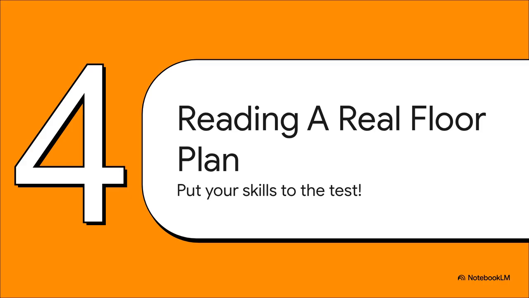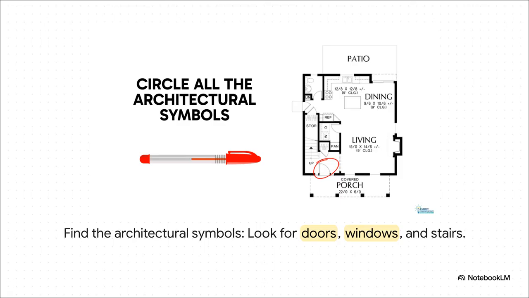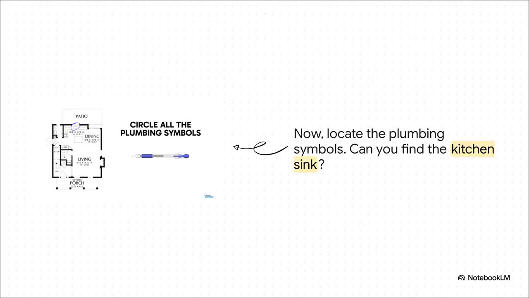Let's do it. Okay, take a good look at this plan. First up, let's find those architectural symbols. Can you spot the main door into the living room? There it is, with its swing arc. Now, how about the windows? Yep, you can see them along the top and right walls. And finally, can you find the stairs? Right there, marked up. See? You got this. Awesome job.